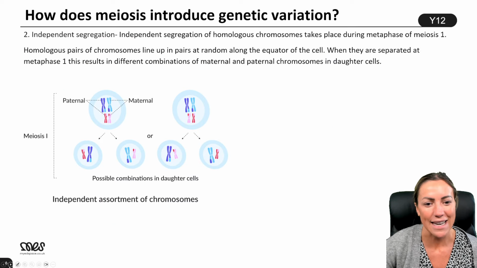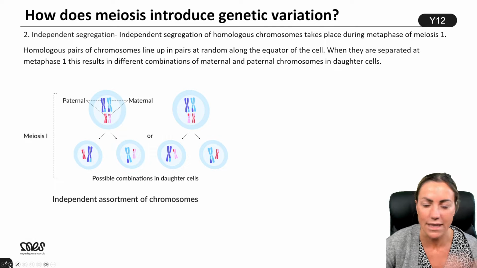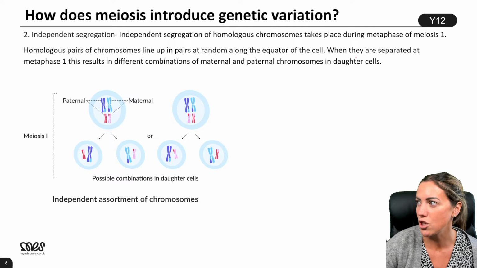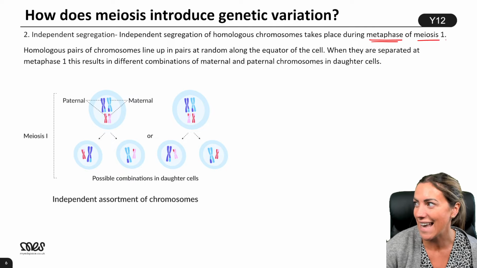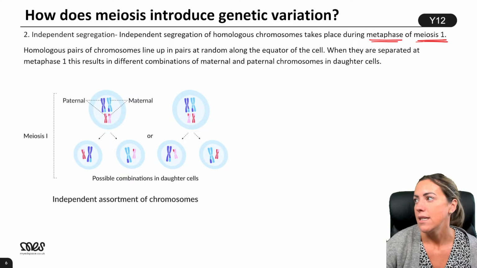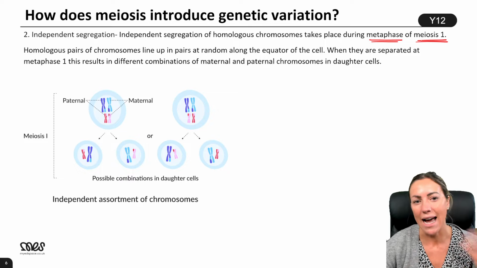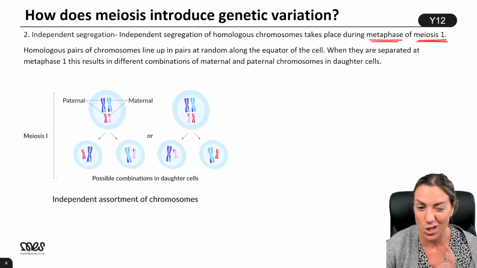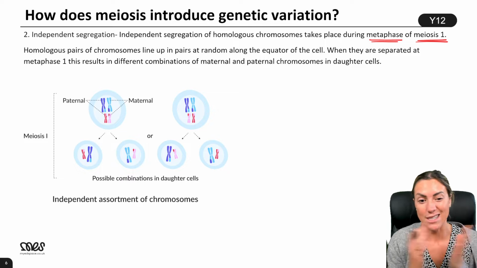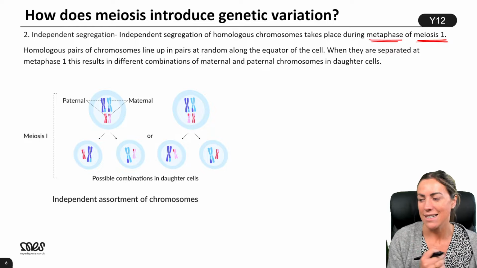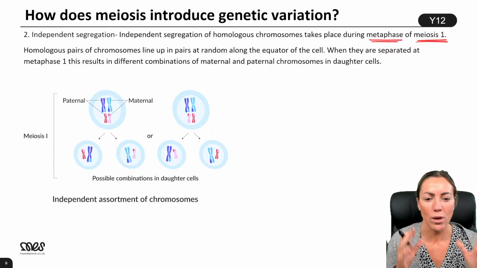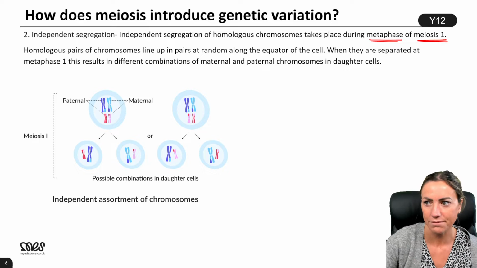Okay, let's see if we can explain independent segregation as another way that meiosis introduces genetic variation. Now, independent segregation, independent assortment, takes place during metaphase. Again, it's meiosis 1. Metaphase of meiosis 1. I mean, you can also say in meiosis 2, because I suppose the sister chromatids could be separated into either daughter cell, but we're going to focus on meiosis 1 because that's where it comes up in the exam.